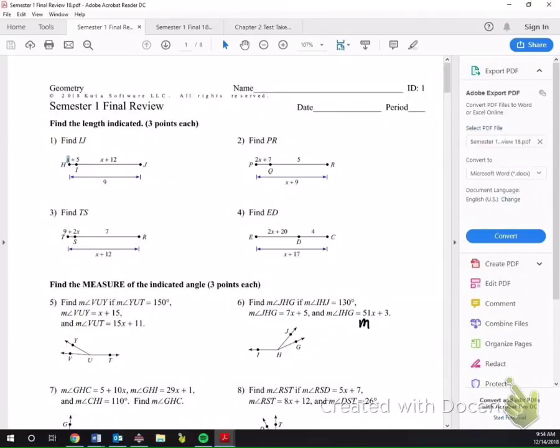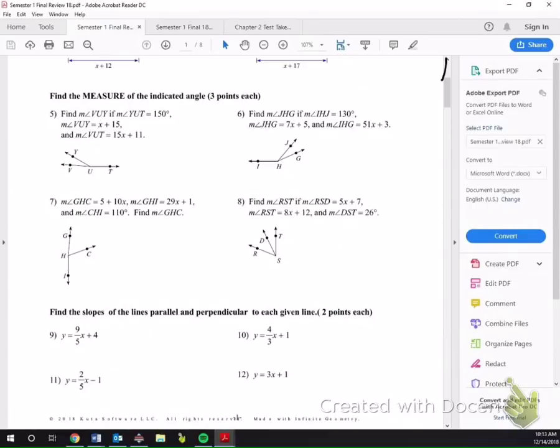Moving on to number 6, the measure of IHJ. That's this angle right there, plus the measure of, I don't know what's going on here. Oh, right, switched. Okay, so hold on just a second. I wonder if I can do this, if it'll record while I do this, or if it'll automatically stop. Apparently it kept recording. Cool.